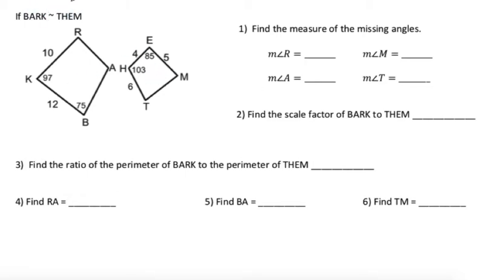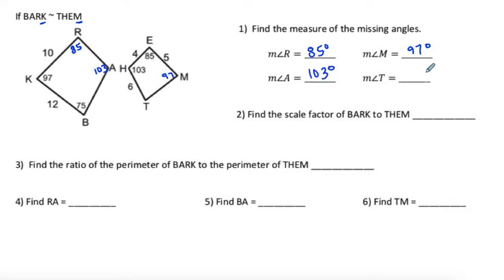BARK is similar to THEM. And the first goal here is to find missing angles. R goes with E. So if I know E, I know R. So that has to be 85 degrees. On angle M, if I know M, I know K. So there's been a reflection happening. It might at first look like that A would go with M, but we want to make sure that we're still lining up based on the similarity statement because it looks like there's been a reflection that's happened here. So this is 97 degrees. A goes with H, so we have 103.